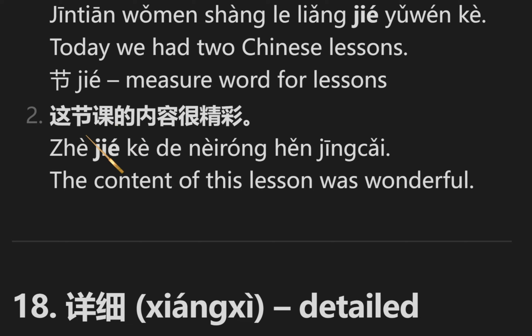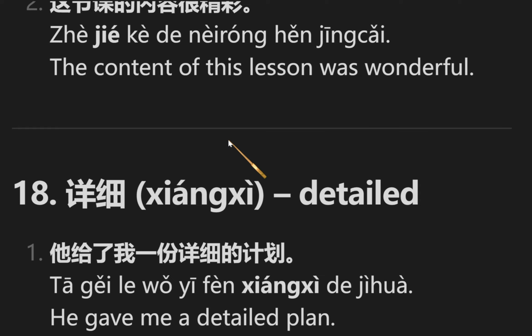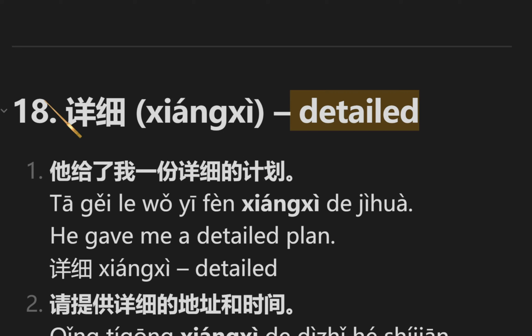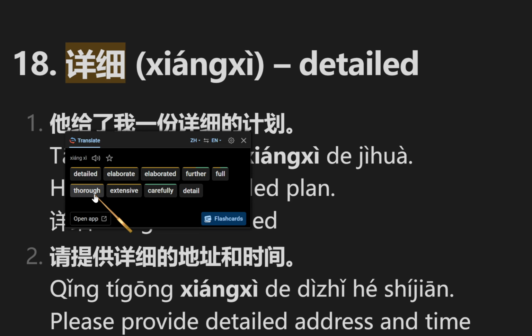这节课的内容很精彩. Here 精彩 is wonderful, awesome. 这节课, as you can see, measure word. 这节课, but not lesson was grateful. 内容, the content, 内容 inner part, right? So 这节课的内容很精彩, the content of this lesson is very wonderful. Next one, 详细, detailed, elaborate further through extensive, careful.